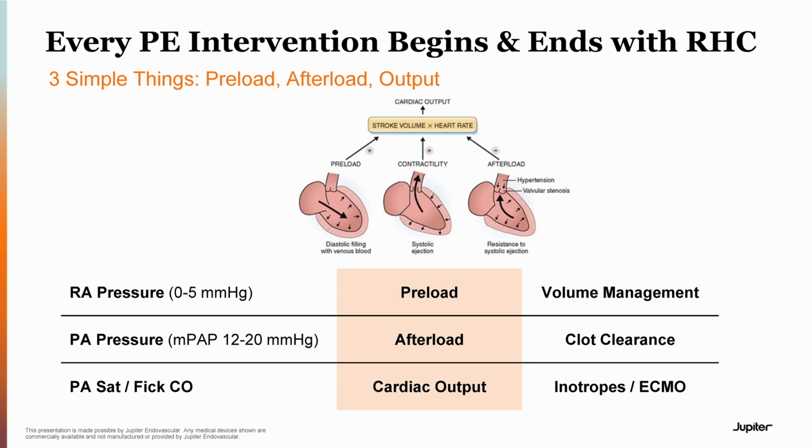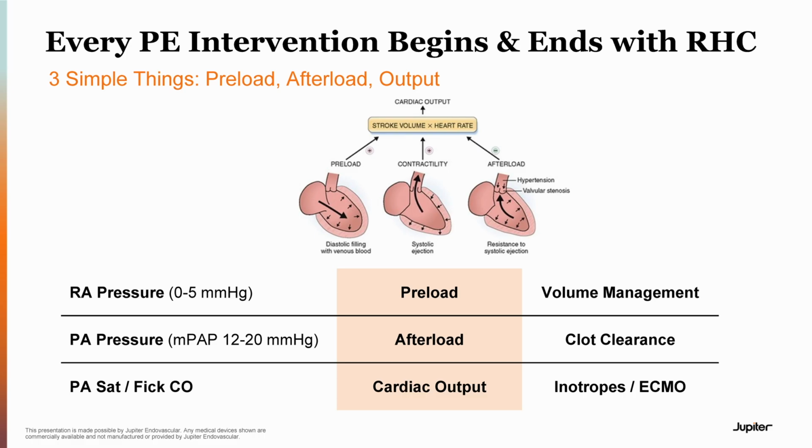And why is that important? Well, the RA pressure is going to tell you about the preload, which you can manage with volume, as we saw, and this is very important. A lot of these patients are preload dependent. A lot of them are dry because they've been NPO for other reasons. They're post-surgical. The PA pressure, we talked a lot about that. This is afterload. You're going to fix that by taking the clot out. And the PVR, or the Fick cardiac output, is going to tell you what's happening with the RV function itself. This is where you come in with inotropes if you need to support your patient with the procedure, or start thinking about more advanced mechanical circulatory support such as ECMO.